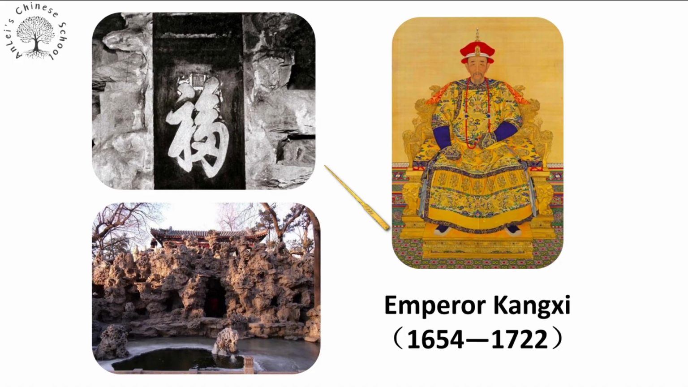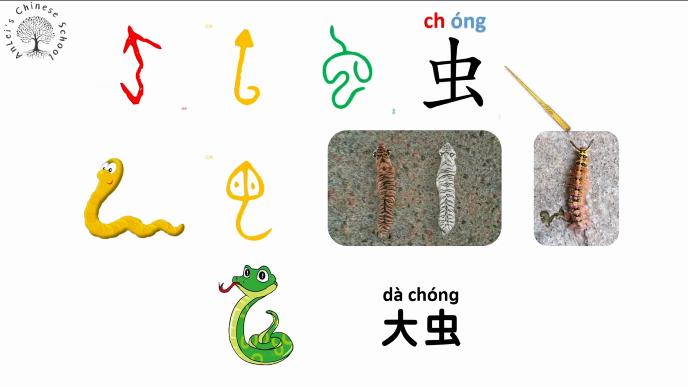Speaking of the character Fu, there's a Fu written by Emperor Kangxi of the Qing dynasty in a cave within the rockery of Prince Gong's mansion in Beijing, which is known as the Fu number 1 under heaven. This character is a Chong. The oracle bone inscription is like a worm. Another writing, the bronze inscription, is like a snake. Small script is transformed. The modern character follows the small script.